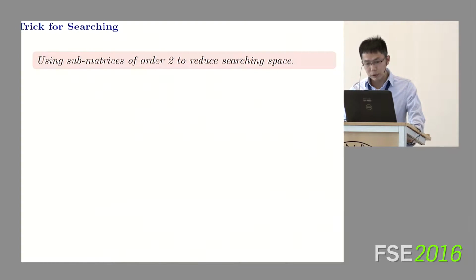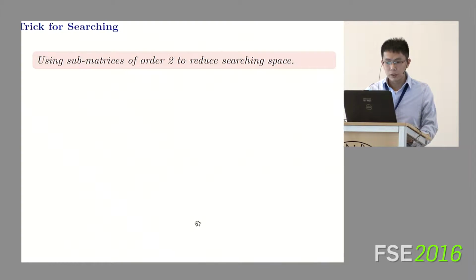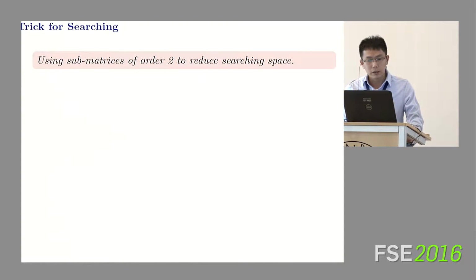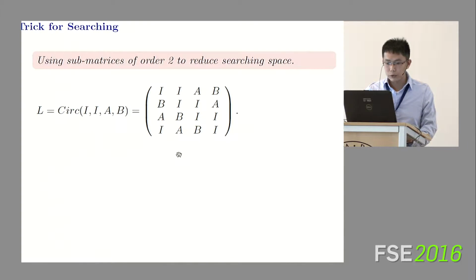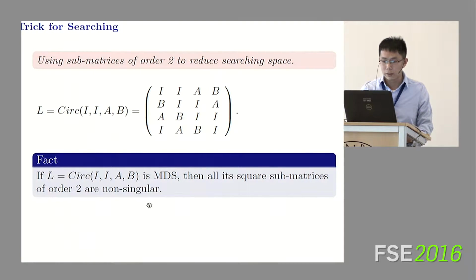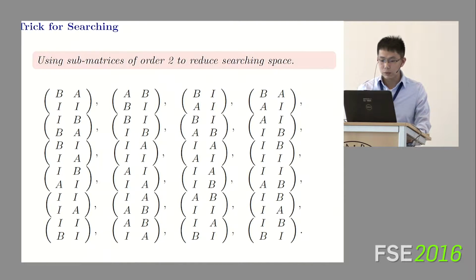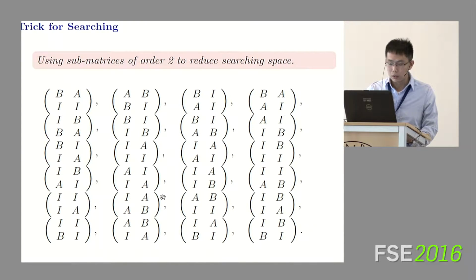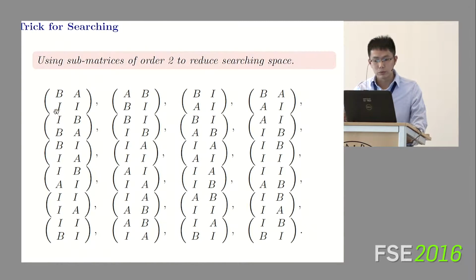Since most of our results are based on searching, before listing our results, we give a trick which is used frequently in our searching process. That is using submatrices of order 2 to reduce the search space. We explain it with the example of a circulant matrix with the first two rows' entries I, A, and B. We know that it is MDS, so all its square submatrices of order 2 should be non-singular. Here are all the square submatrices of order 2.